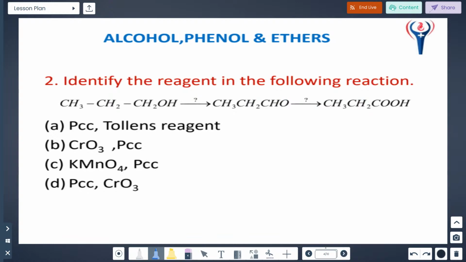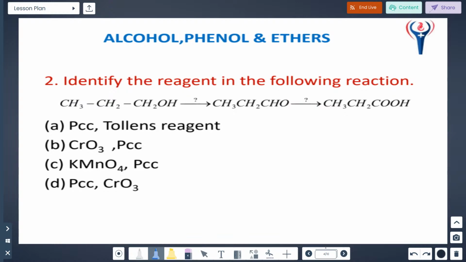Identify the reagent. Now, the reactant and product are given. They are asking to find the reagent, which reagent, if you put, converts this into that. Each and every reagent has some function. I told you in the last class.